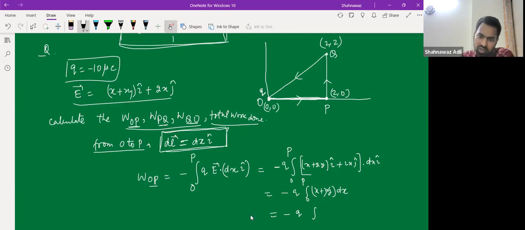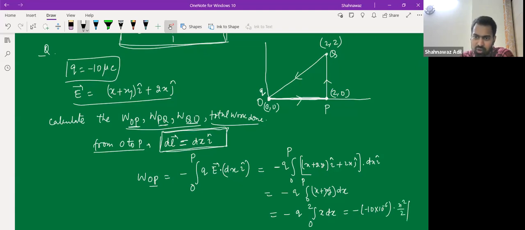So what would be the limit here? The limit of x, the limit of y, or limit of z? Yes, x. So x is going from 0 to 2. So this would be 0 to 2, right? And x dx. So this would be minus, and this is minus 10 into 10 to the power minus 6. And the integral of x is x squared by 2.